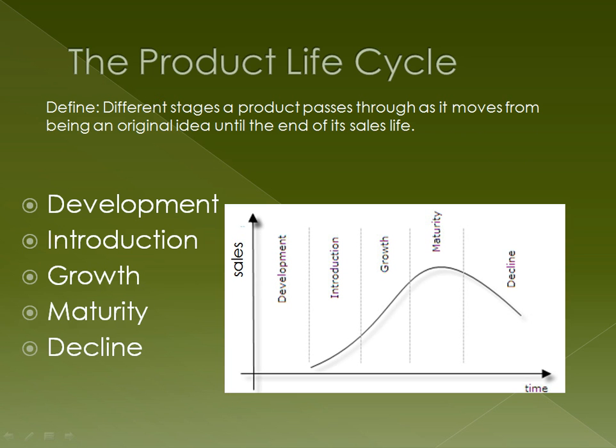So the product life cycle, to define this, is the different stages a product passes through as it moves from being an original idea until the end of its sales life. There are 5 main stages: development, introduction, growth, maturity, and decline. It's nice if you draw the diagram depending on how many marks your question is. If it's longer, just add it in the corner. Make sure you write sales and time, and then draw the little curve correctly.